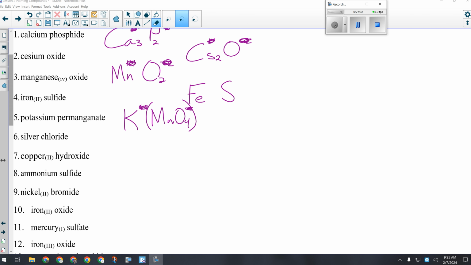All right, so looking at number 6, we've got silver chloride, ionic or molecular? Is silver a metal? It is. So Ag, silver has a +1 charge, and it is with chlorine, which is a -1. Do I need to do anything else? 1 and 1, right? So we're done. AgCl is our formula there.